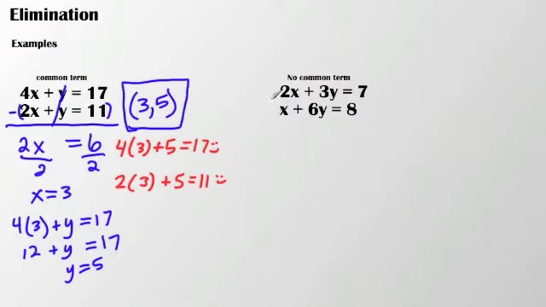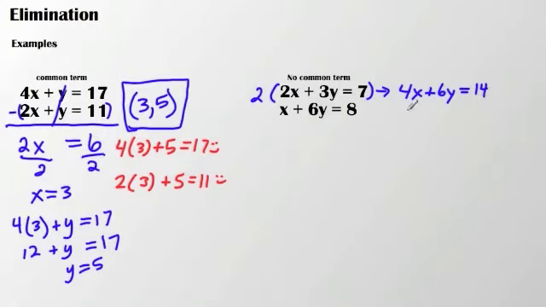Now sometimes there's no common term. It's not really straightforward in terms of being able to see what can or can't be eliminated. I do have 2x plus 3y equals 7 and x plus 6y equals 8. There are two different things you could do. What I'm going to do is go ahead and take this first equation and multiply everything by 2. So that's going to get me my new equation of 4x plus 6y equals 14.